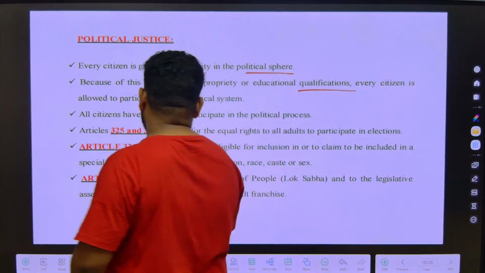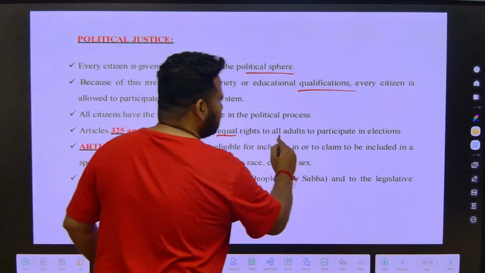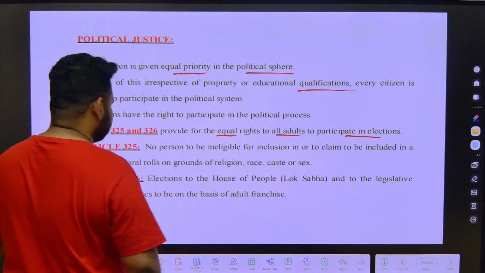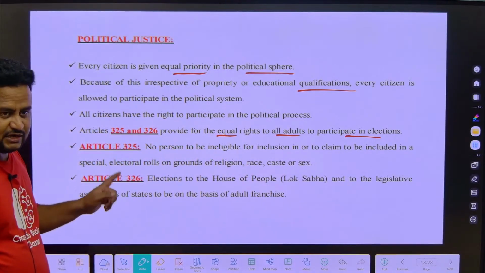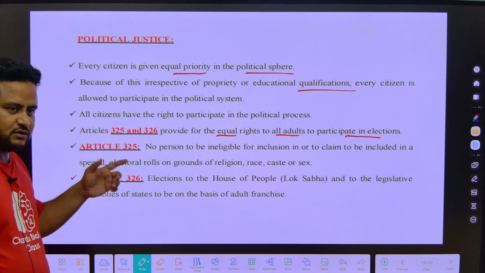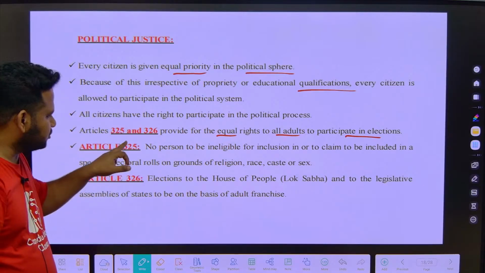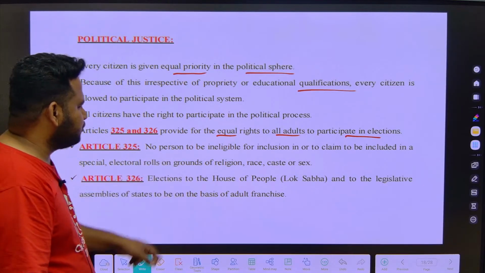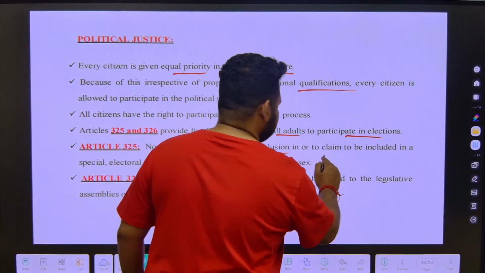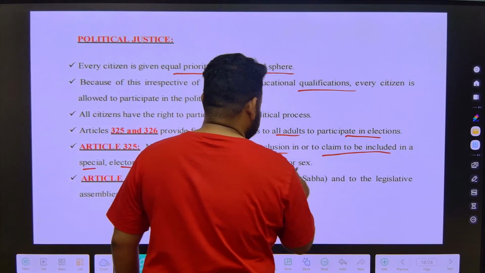Okay. I told you Article 325 and 326 provide for equal rights to all adults to participate in the elections. Article 325, 326. I also told you about 324, that is also there. That is a different thing, but that is also related to elections only. So, 325 talks about what? No person to be ineligible for inclusion or to claim to be included in special electoral rolls on grounds of religion, race, caste or sex.